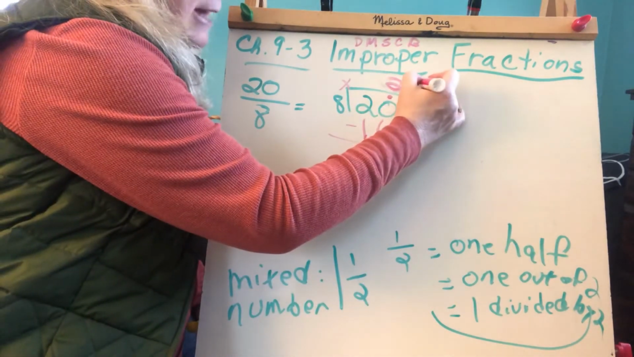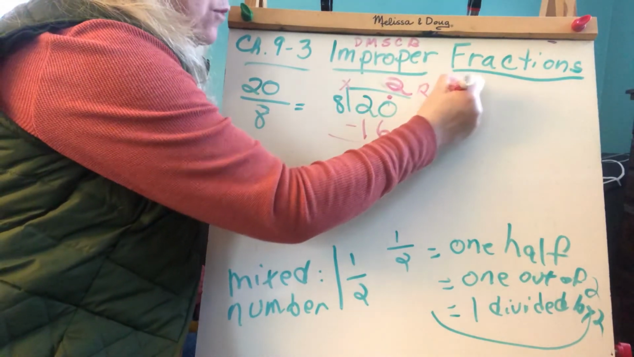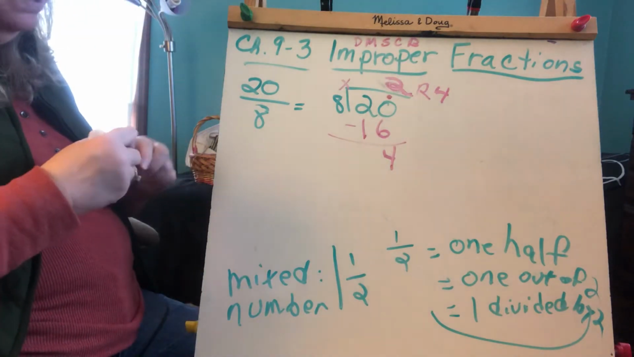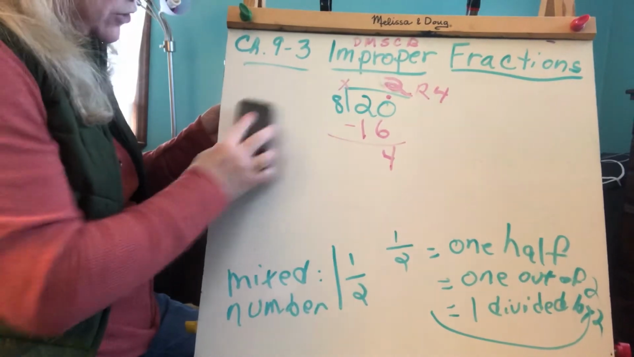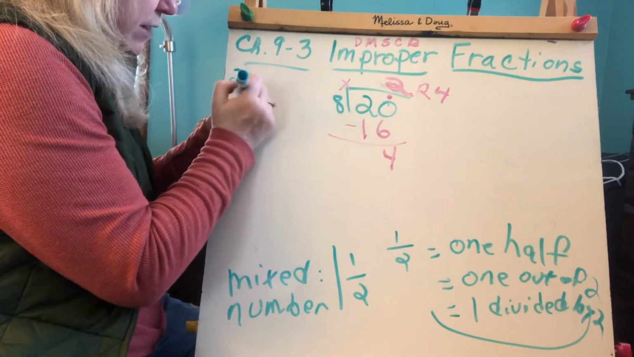So this is 8 remainder... I'm sorry, it's 2 remainder 4. So now that you have this, I'm just going to make this a little bit smaller so it fits over here. 20 divided by 8.